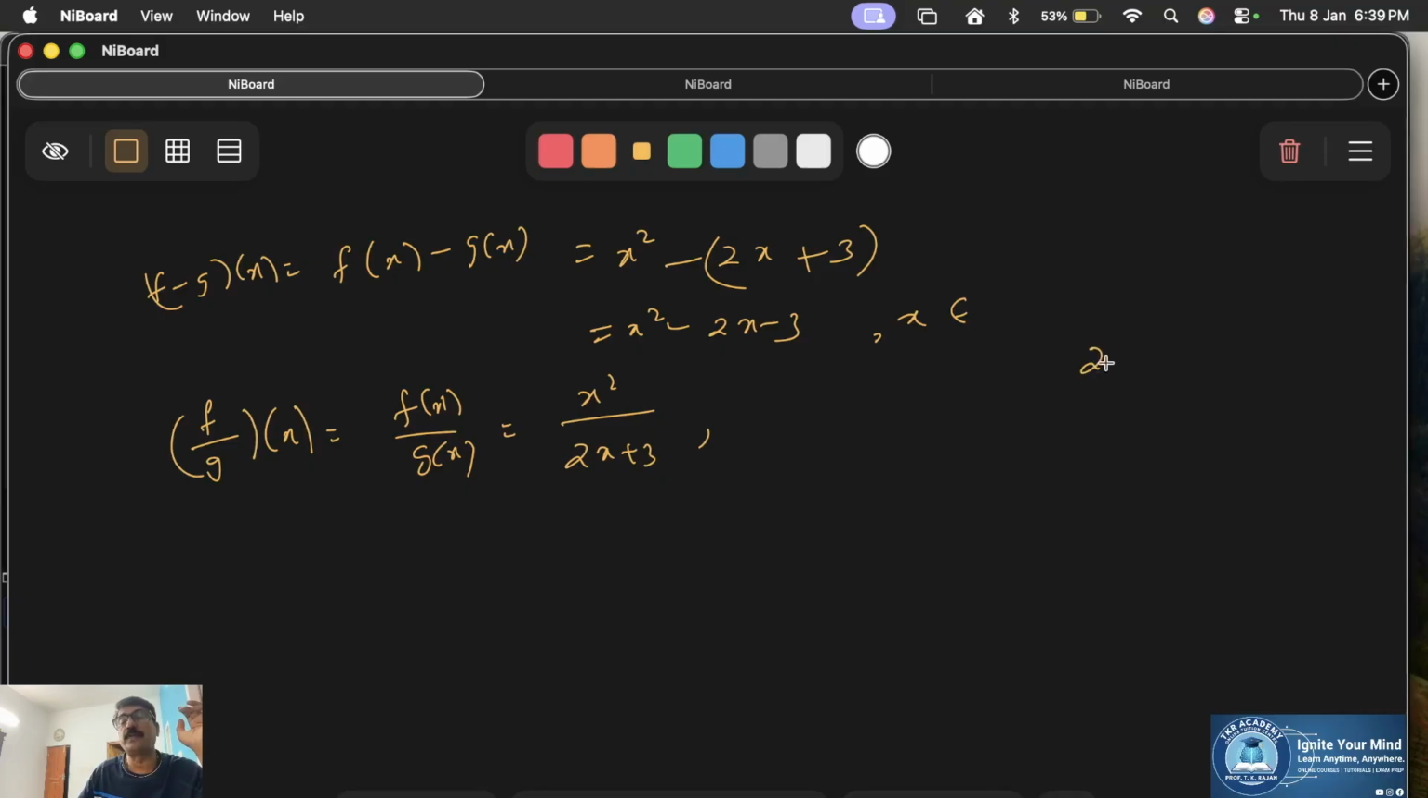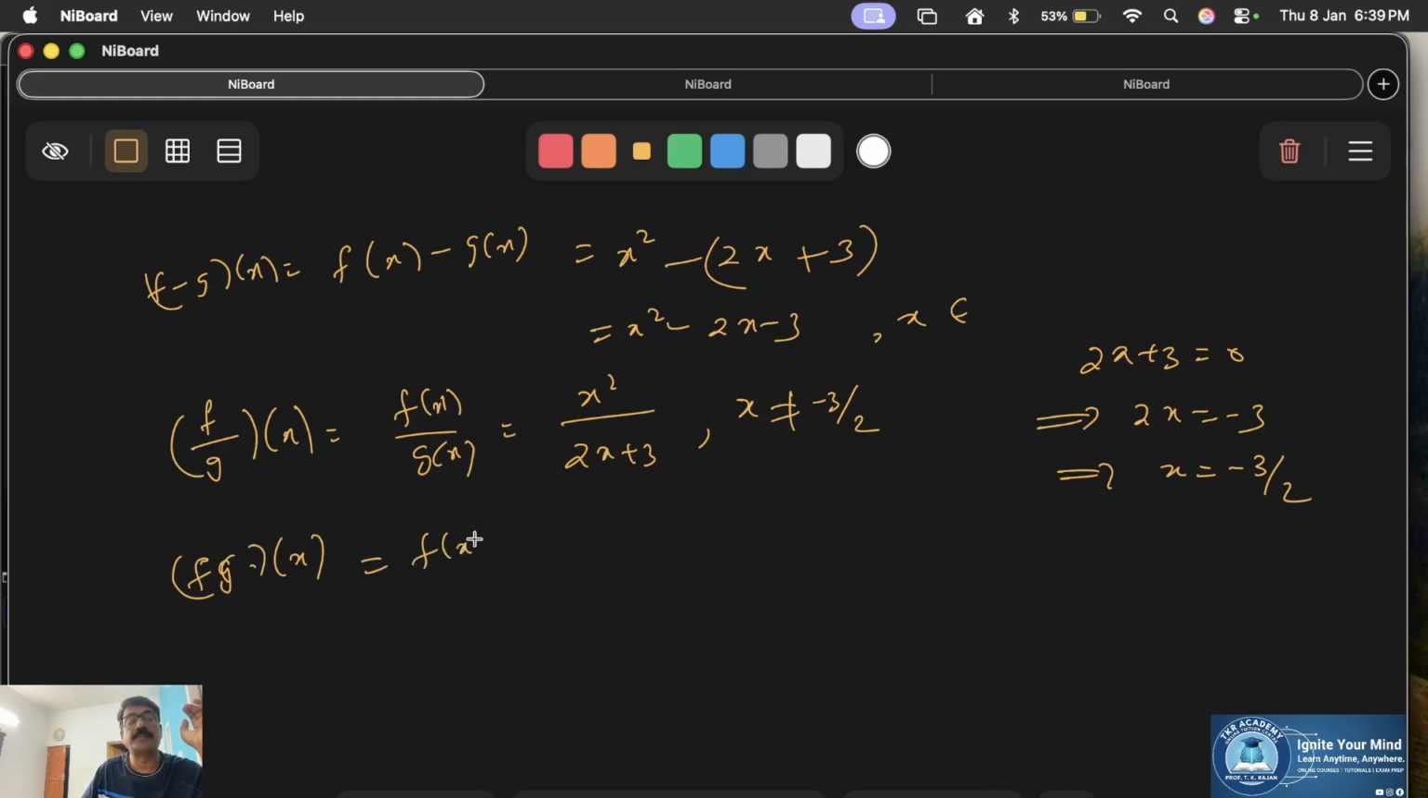That means, when 2x plus 3 is equal to 0, when 2x is minus 3, that is x is equal to minus 3 by 2. So when you define this quotient function, f of x divided by g of x, x should not be equal to minus 3 by 2. This is the quotient function f by g of x. The product function f g of x is f of x into g of x, which is x square into 2x plus 3, or simplifying you can write 2x cube plus 3x square.